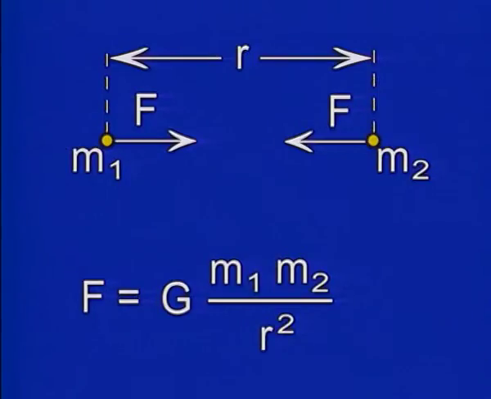Remember that the force is mutual. This means that m1 attracts m2 and m2 attracts m1 with a force of equal magnitude. The two forces are in the opposite direction. They form a pair of forces as required by the third law of motion.